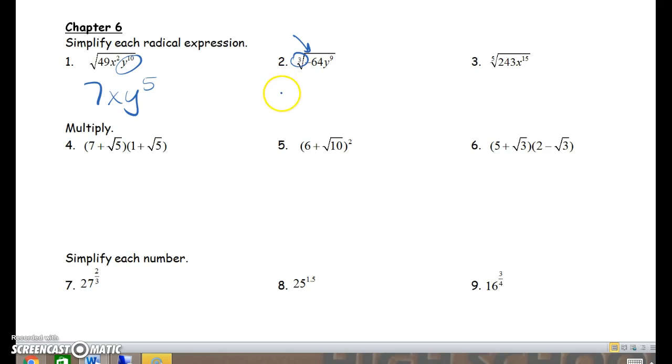We're taking the cubed root. So the cubed root of negative 64 is negative 4. And of course you can tree it as well, and you'll see that you get lots of 2's in there. So you take out 2 groups of 2. And how many groups of 3 are there in y to the 9th? Well, there are 3 groups of 3.